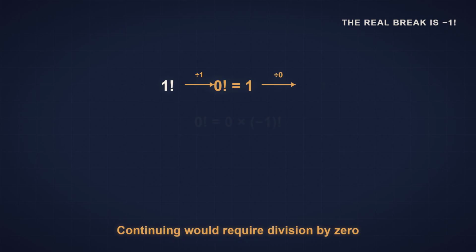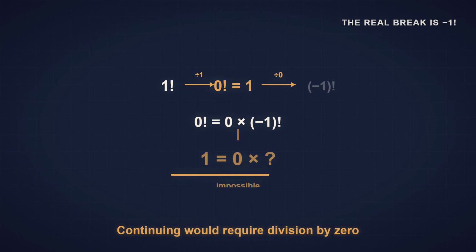The first genuine break is not at 0 factorial, it is at -1 factorial. 0 is the final point where the recurrence can be extended without division by 0 or contradiction. This boundary is therefore discovered by the same rule that made 0 factorial possible.